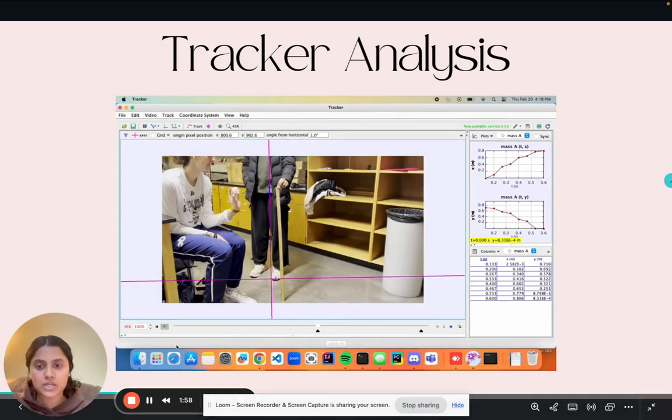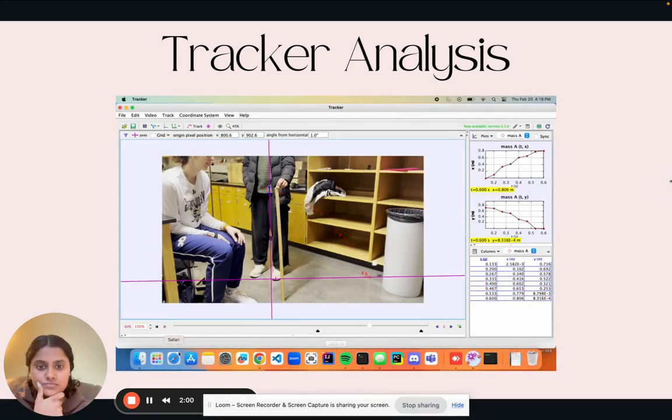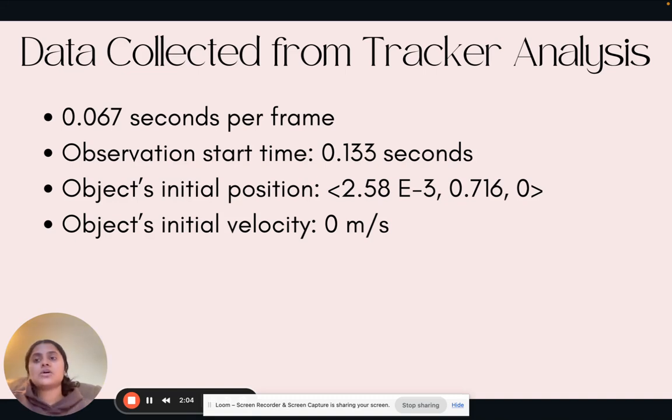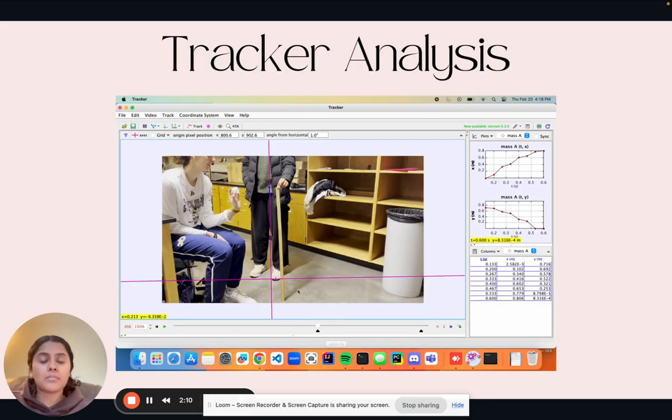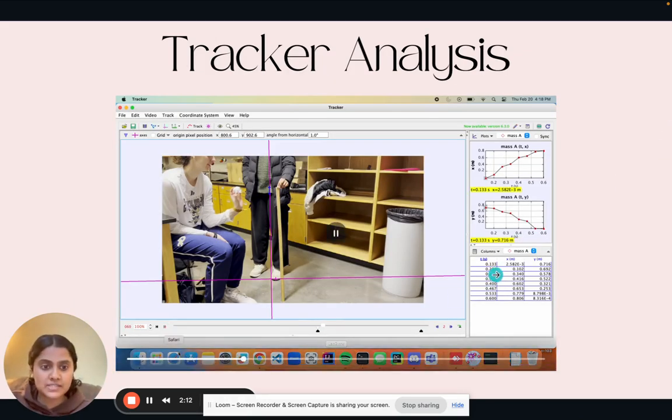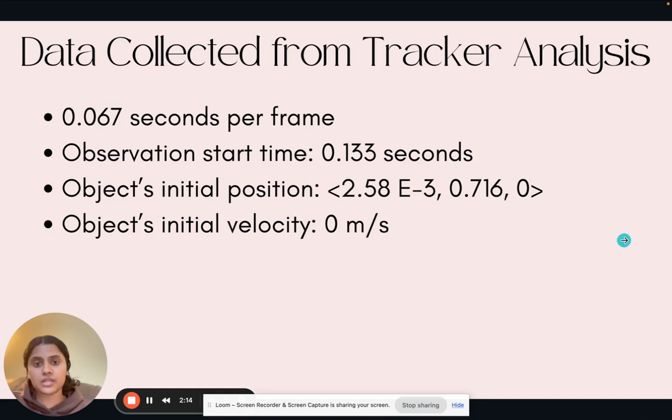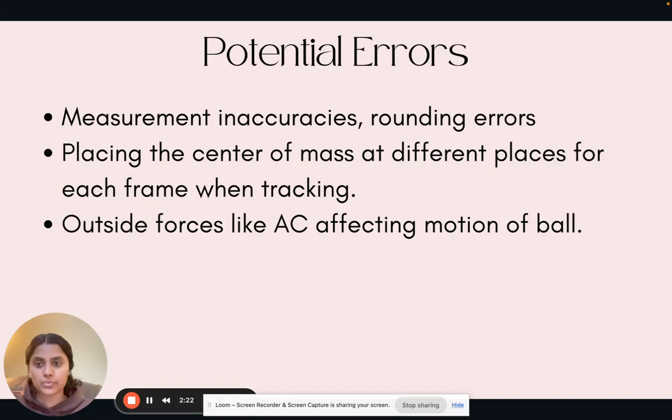So, here is my tracker analysis. So data collected from my tracker analysis. There are 0.067 seconds per frame, and my observation of start time is 0.133 seconds. My initial position is stated here, and my object's initial velocity is 0 meters per second, as I said before, because it's starting from rest.